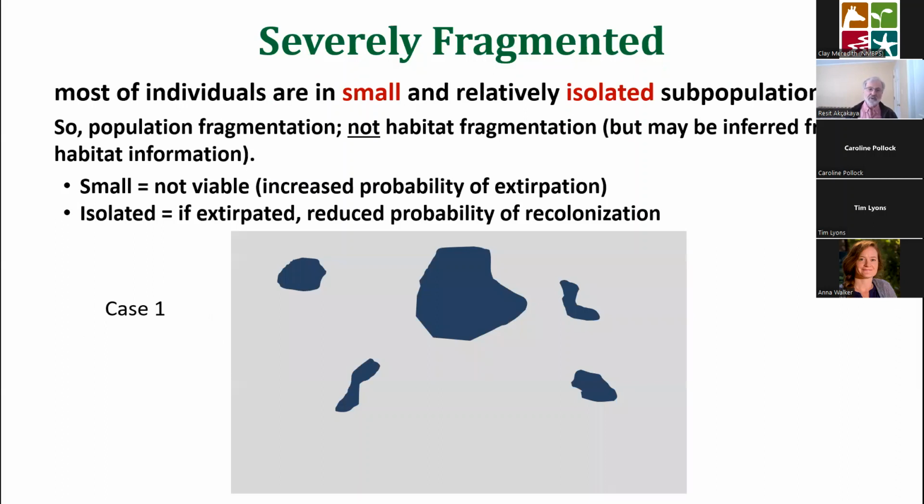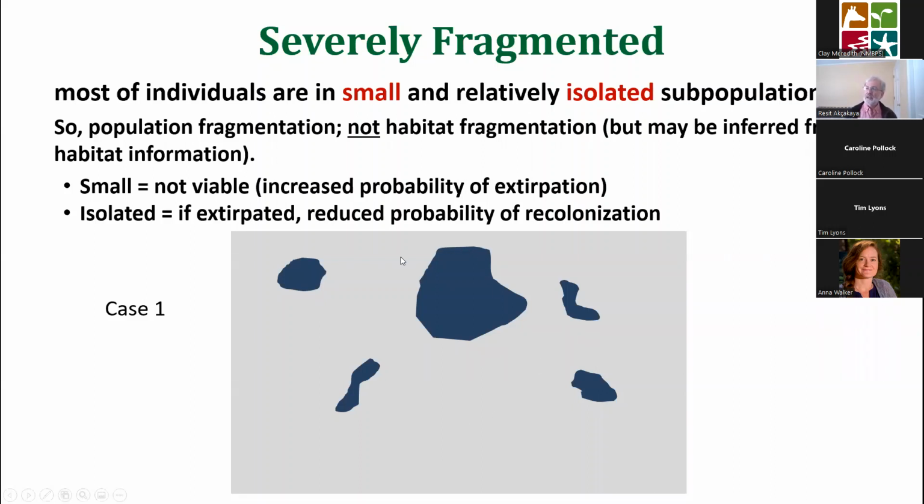Now, how do we actually use it? So I made a few mock examples here to think about this. So here is one case. What we have is the map of the habitat of subpopulations. There are 5 subpopulations. And the question is whether this is severely fragmented or not.